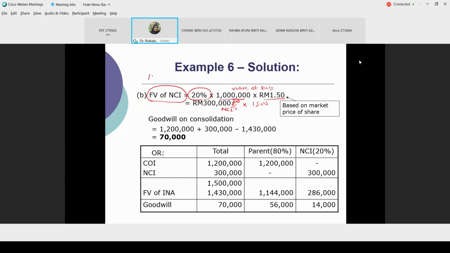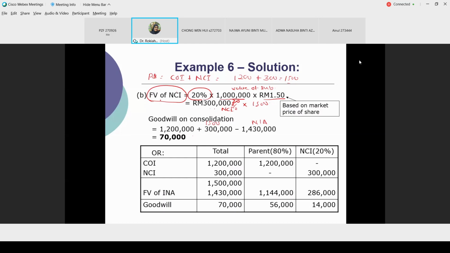Then we can find the purchase price, which is the COI plus NCI. The COI that we have here is 1,200, and the NCI based on the calculation here is 300. So altogether it will be 1.5. From this 1.5 million, minus the net identifiable asset from the previous slide, we're going to have a goodwill of 70,000. The difference between these two figures is 70,000.